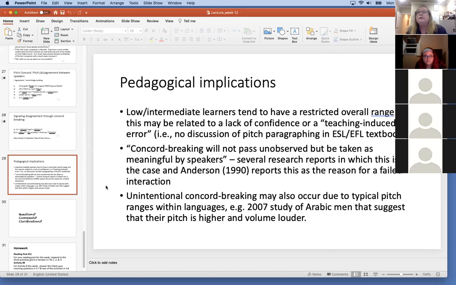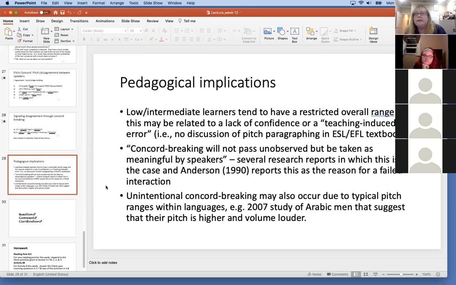Anderson is one of the studies that I cite, and she found a complete failed interaction due to the fact that there was no convergence in pitch range, and so the British English speaker was misunderstanding how friendly or not friendly the ELL was trying to be.